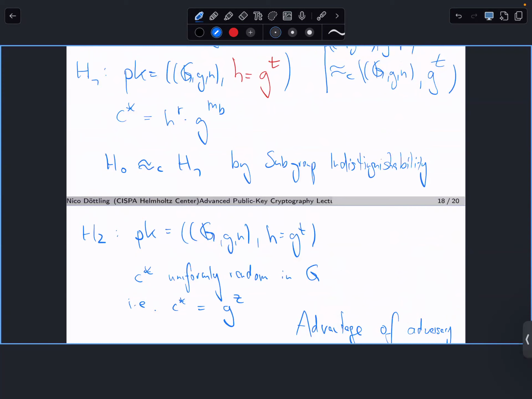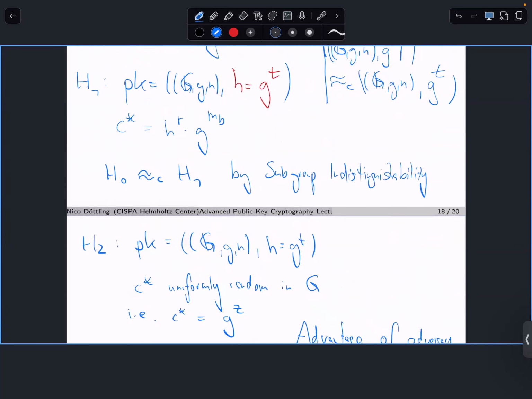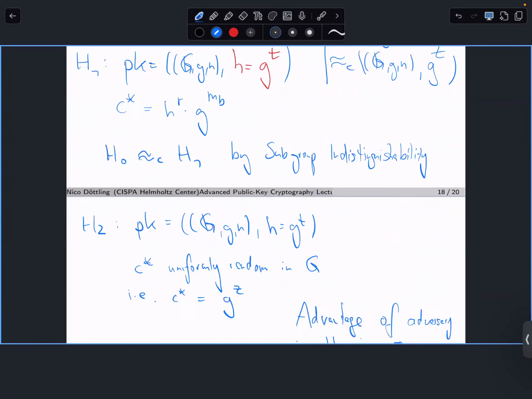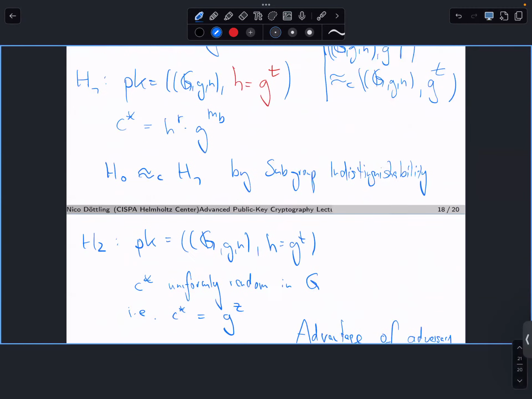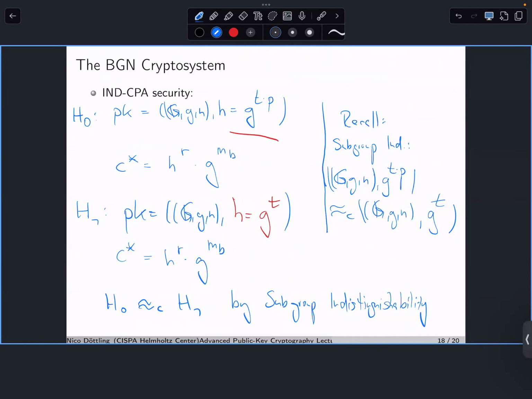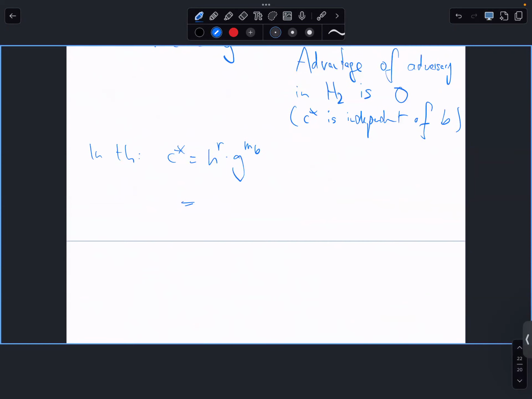Well, let's just go ahead and write out our C star. In H1, C star is H to the R times G to the MB. But we said that H is just G to the T. This is G to the T times R plus MB. Good.